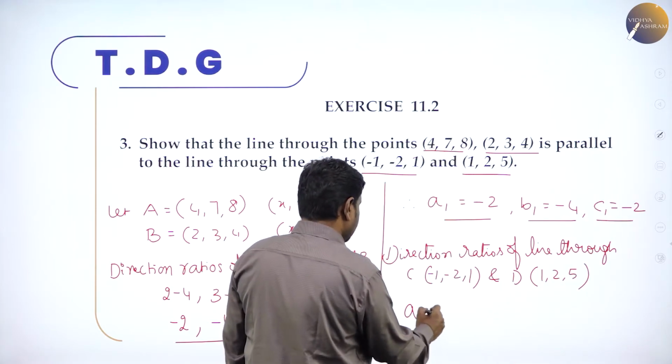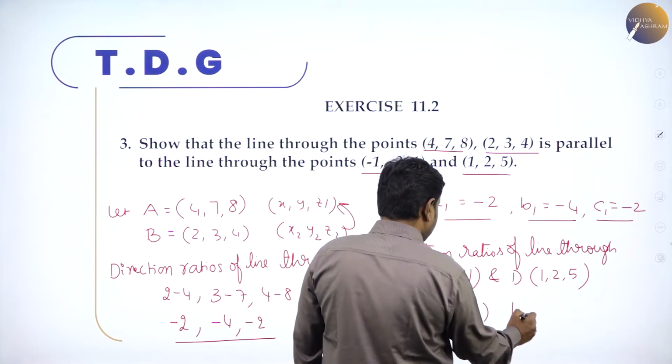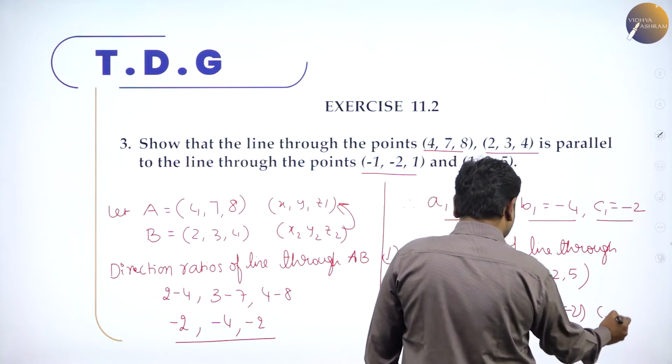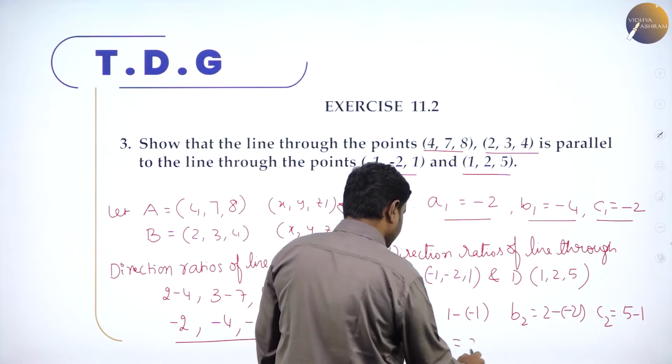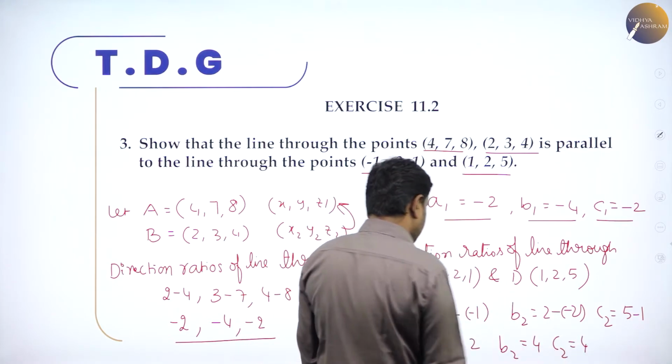So I call it A2. A2 is x2 minus x1, that is 1 minus of minus 1. B2 is y2 minus y1, 2 minus of minus 2. C2 is 5 minus 1. So you get A2 is 2, B2 is 4, C2 is 4. A2, B2, C2 you got.